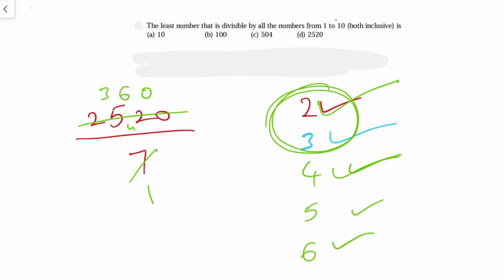So the number is 2520. This is the first method. We checked each and every option. Then what is the other method? That is finding the LCM. Just from 1 to 10, take all the numbers and find out the LCM of those numbers. Then you will get the same 2520 only.